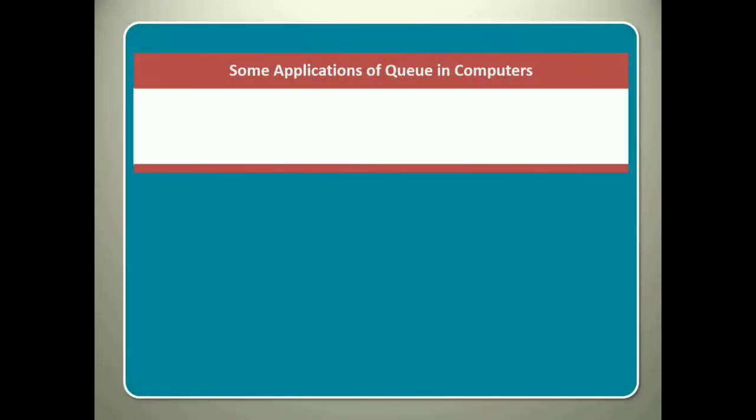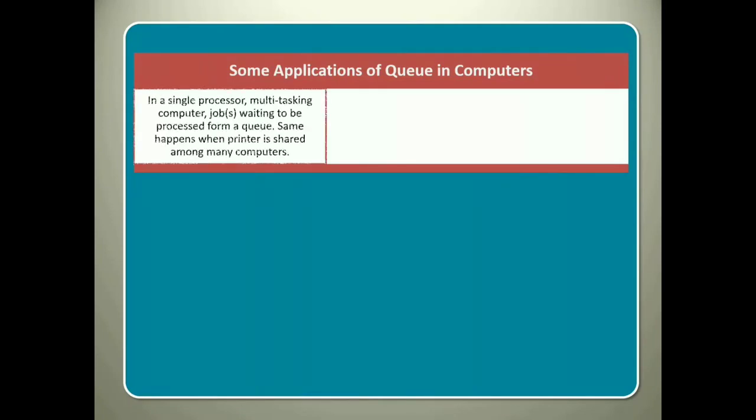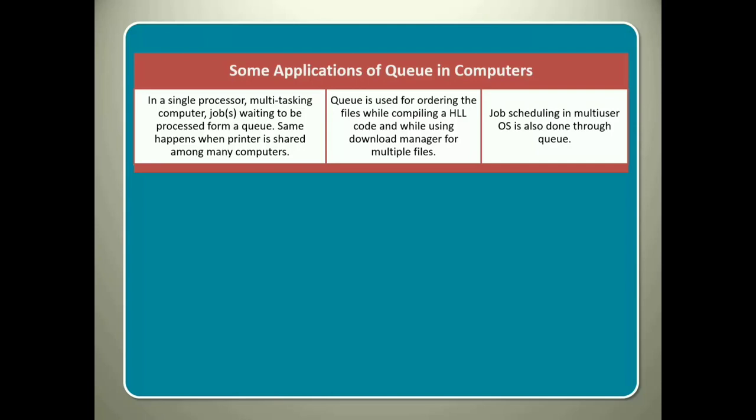Let us look at some applications of queue in computers. In a single processor, multitasking computer, jobs waiting to be processed form a queue. Same happens when you share a printer with many computers. Queue is used for ordering the files while compiling a HLL code and while using Download Manager for multiple files. Job scheduling in multi-user OS is also done through queue.